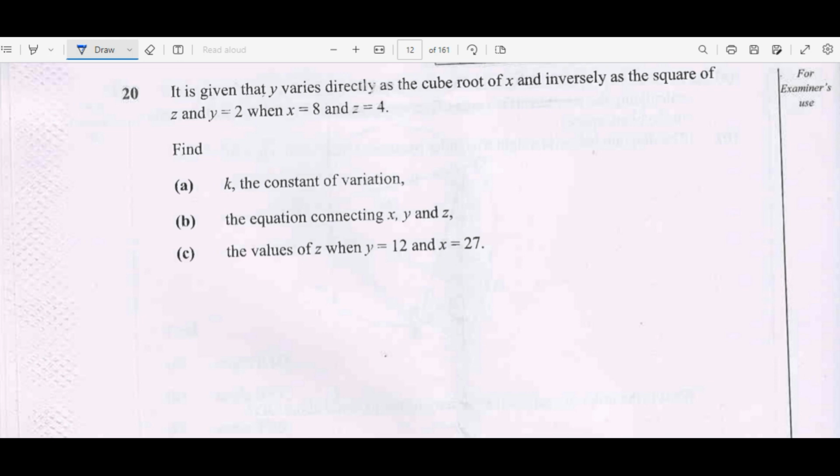So we'll begin by first constructing the equation. The first letter mentioned is y, so you write y, then it varies directly. The language is also important. So cube root of x means you write the root sign and you put a 3. So that is the cube root of something. Now since it's a cube root of x, you put x under this.